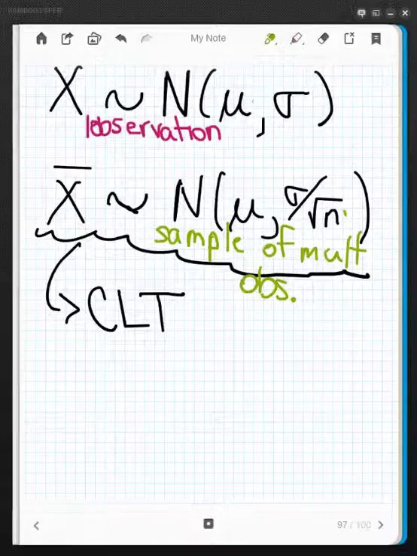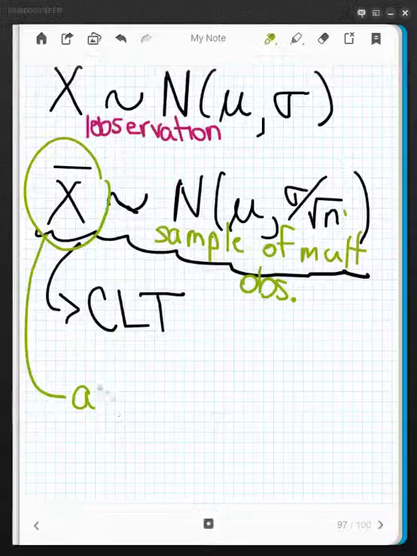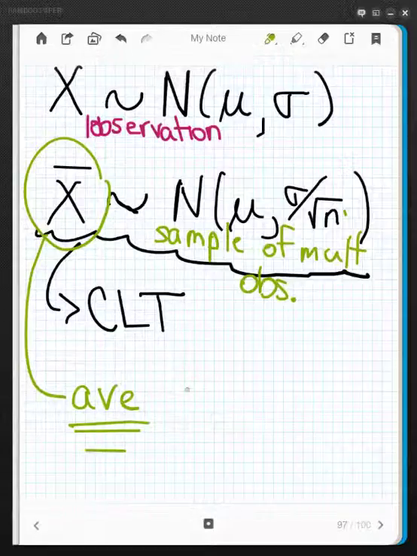Another key word when we talk about x bars is we say the average, right? That is another key. When you hear the word average, then you know you're going to be talking about a normal distribution, and that the standard error is what we're going to use for our sample, not just the standard deviation assumed in the population.